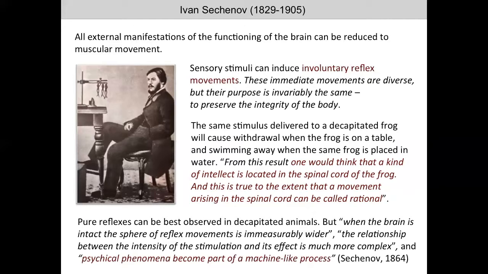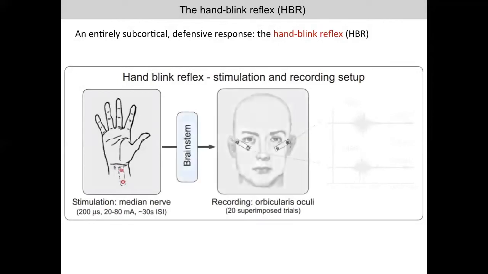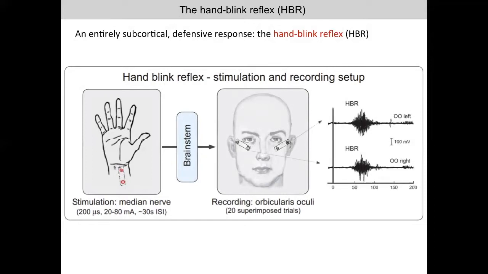And he got in trouble because he was one of the first to say that psychical phenomena are, in effect, a machine-like process. And this idea of modulation by the brain of subcortical circuits of stereotyped movement is something that we have done, recording a very simple defensive behavior, which is the blink reflex. When you close your eyes in response to a stimulus, you can produce this blink reflex in response to a shock to the hand, a subcortical response happening entirely in the brainstem, very easy to record in the 2 eyes.